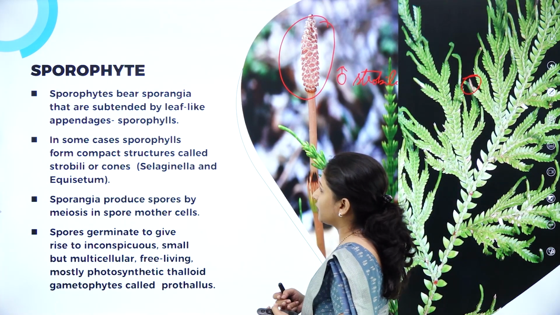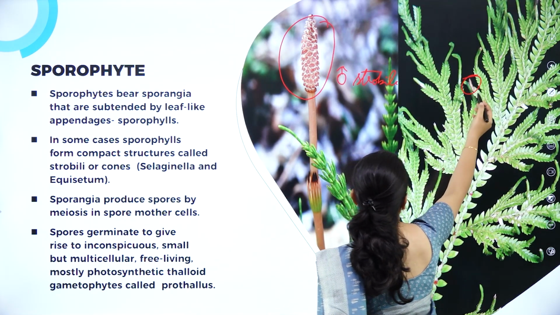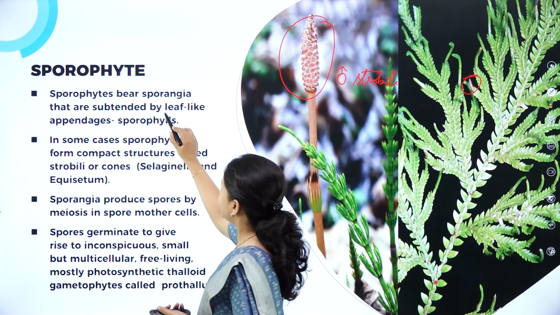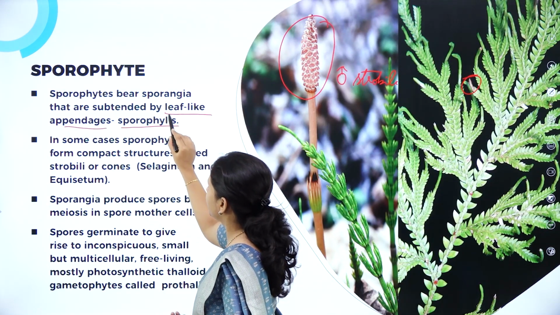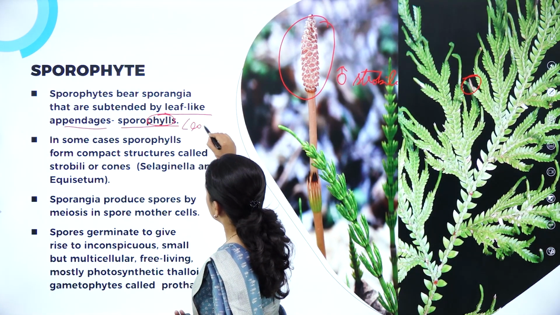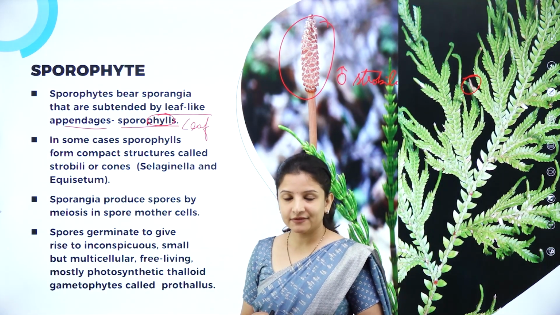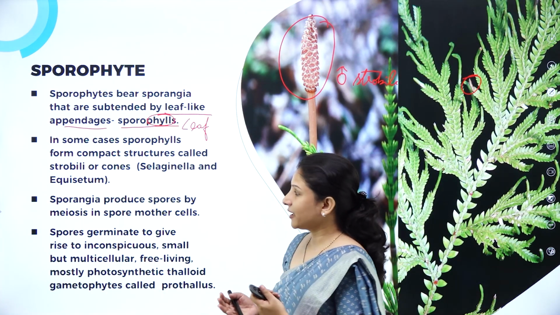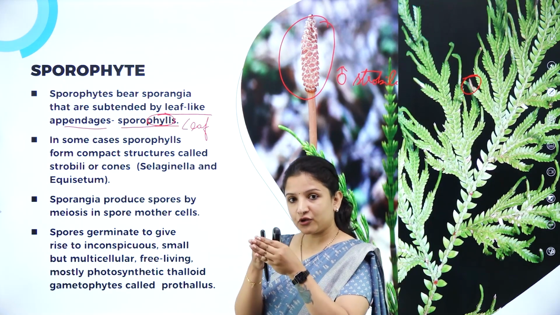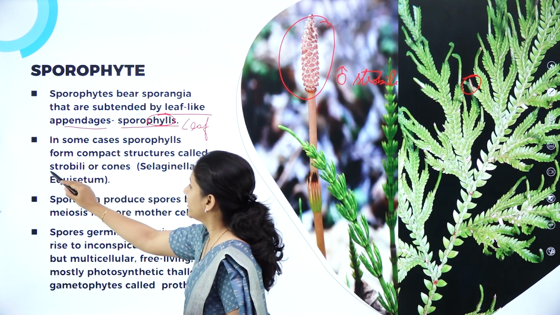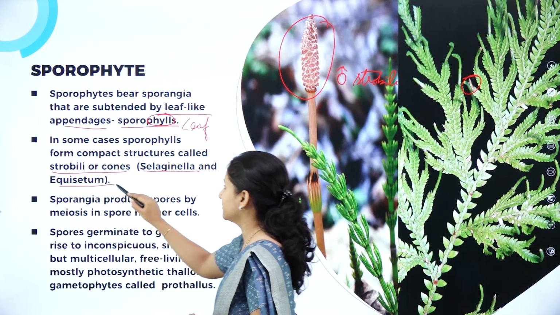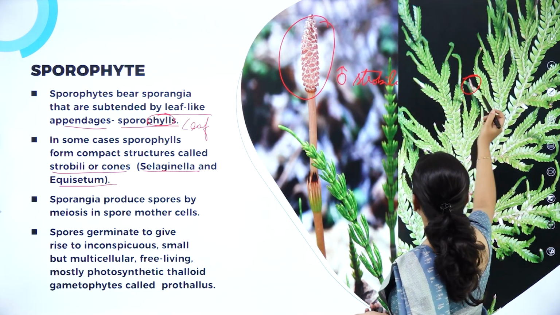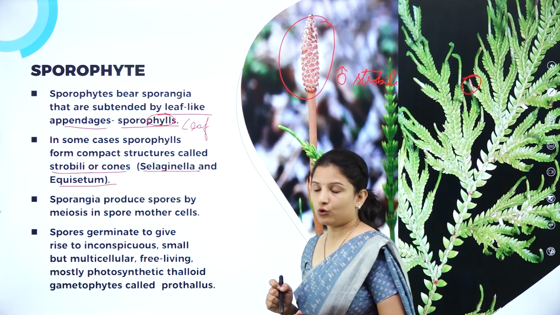These are the sporangia that are formed, and if you can see, they are subtended by, or present along with, the leaves of the pteridophytes. Therefore they are subtended by leaf-like appendages and are called sporophylls. Phyll means leaf here. So those portions of the pteridophyte leaves which bear the sporangia or the spores are called sporophylls. Remember it like that. In some cases, the sporophylls come together and form a compact structure called strobili or cones. Selaginella and Equisetum are the examples. See here, strobili is formed, also called the cone, and here also strobili is formed, also called the cone.